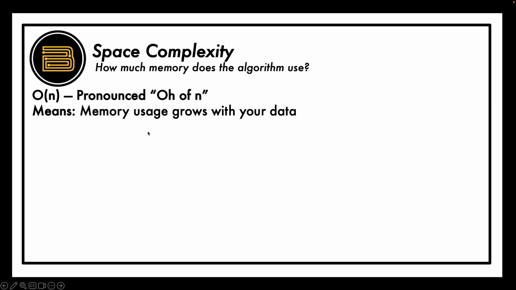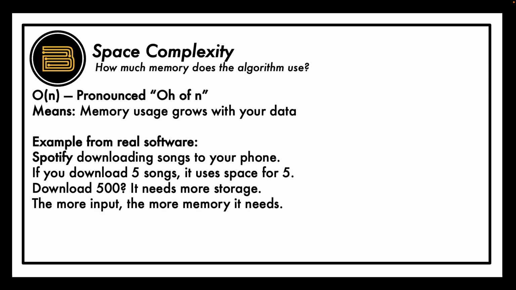Next, we have O of n. From the space complexity standpoint, it means memory usage grows with your data. A good example is Spotify downloading songs to your phone. Clearly, if you download 5 songs, it uses space for 5, and if you download 500, it needs more storage. The lesson here is that the more input, the more memory it needs.